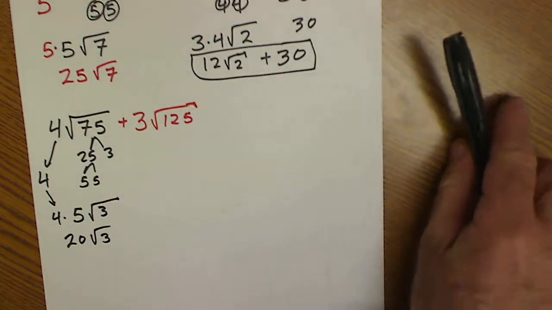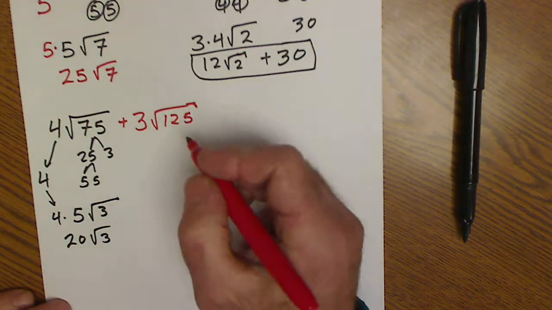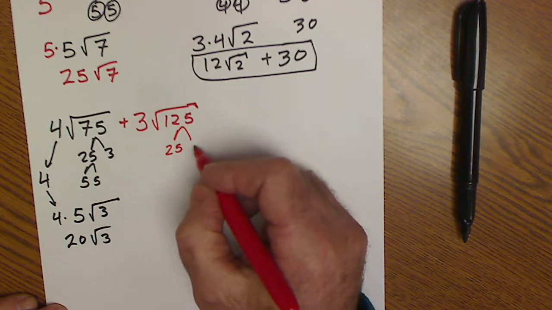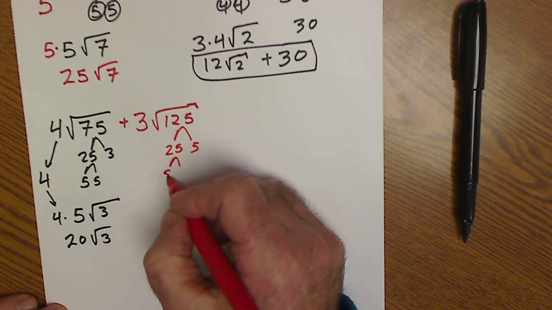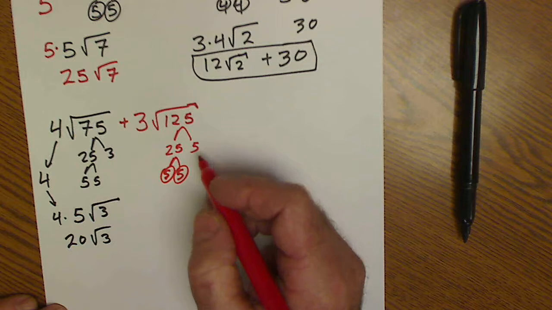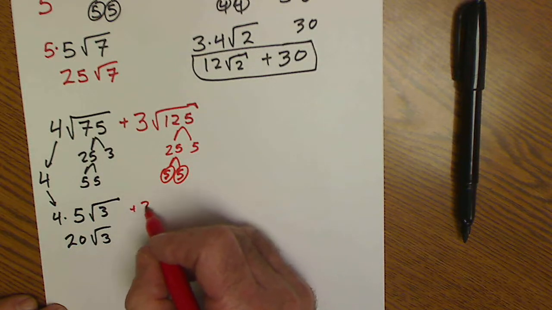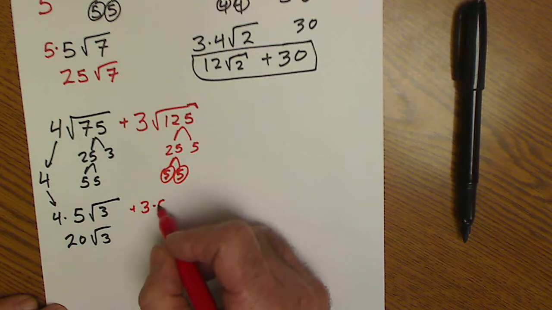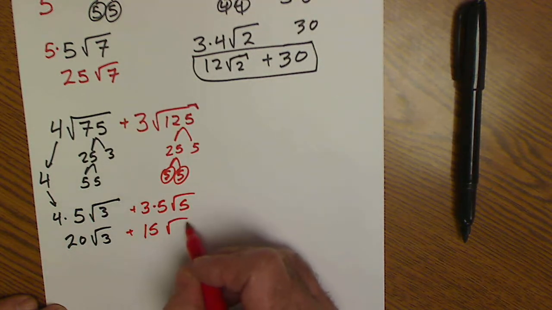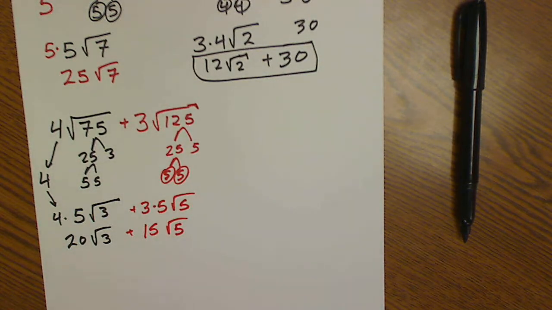And then let's do this red problem. 125 is a 25 and a 5, pair of 5s. 1 comes out, that 5 stays in, so I have 3 times one of those 5s, root 5, or 15 root 5. Again, dissimilar terms.